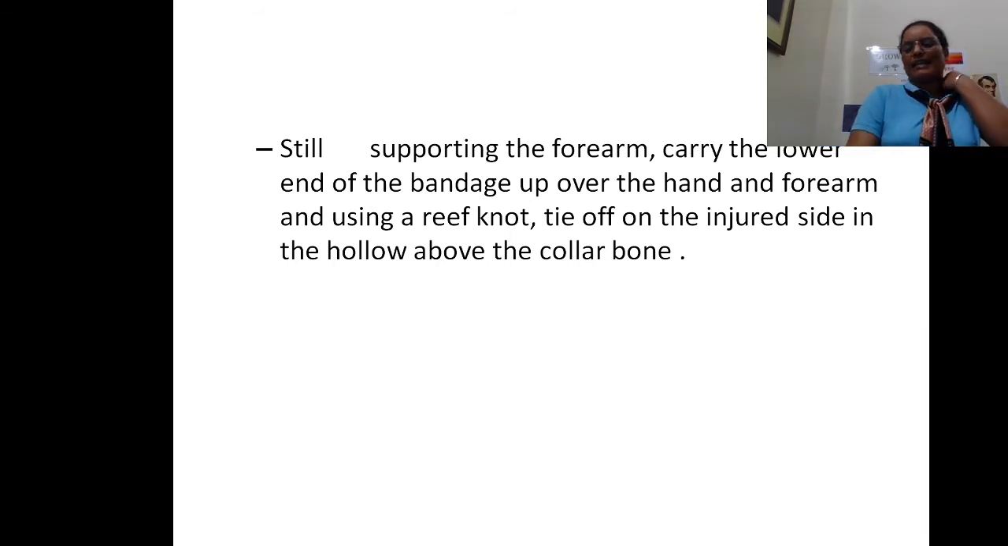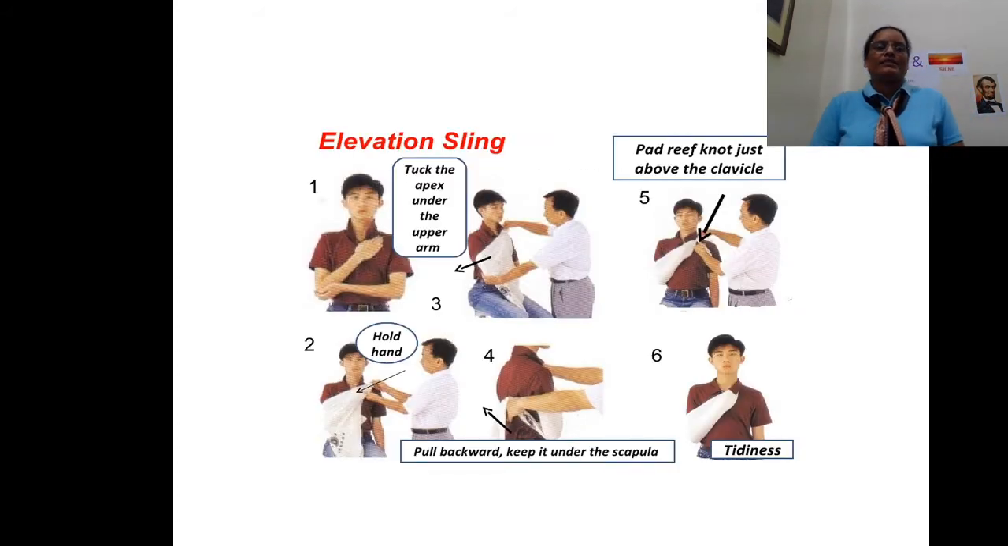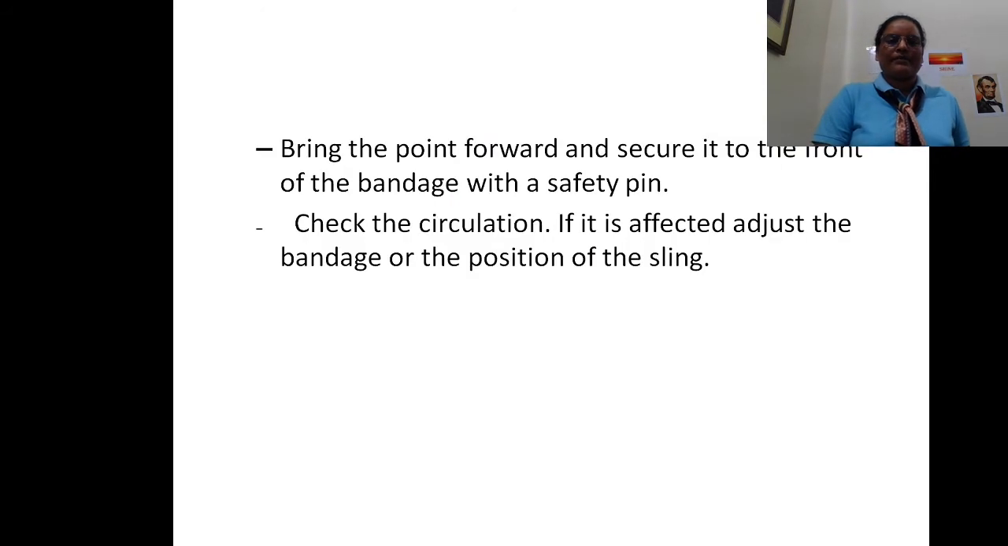In the next slide you can see the reef knot. This is the elevation sling, and at the fifth point you can clearly see the reef knot applied on the casualty. Then the next step is to bring the point forward and secure it to the front of the bandage with a safety pin and check the circulation. If it is affected, adjust the bandage or the position of the sling again.